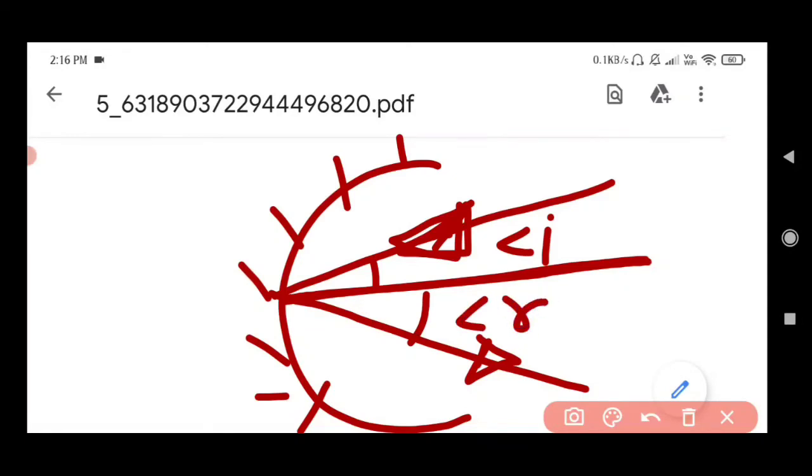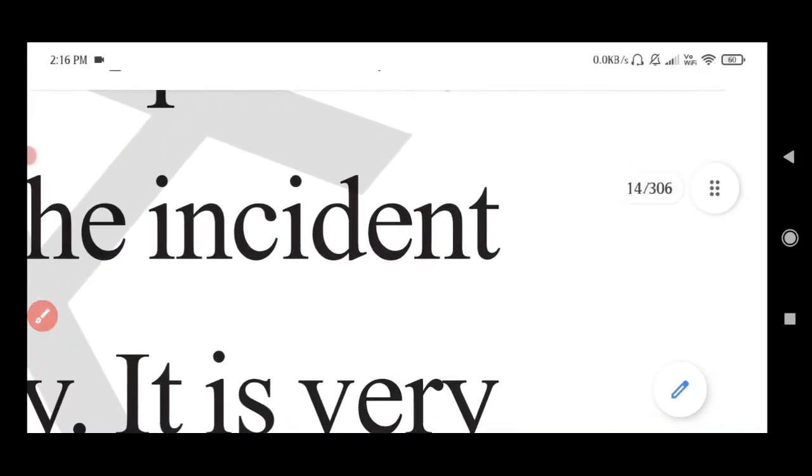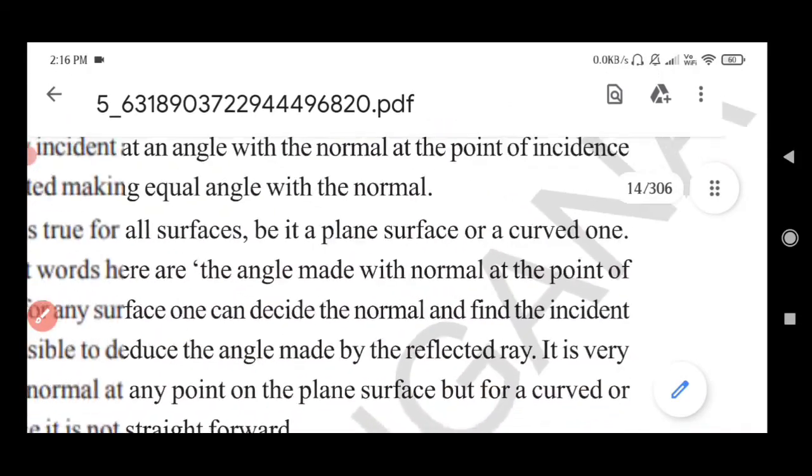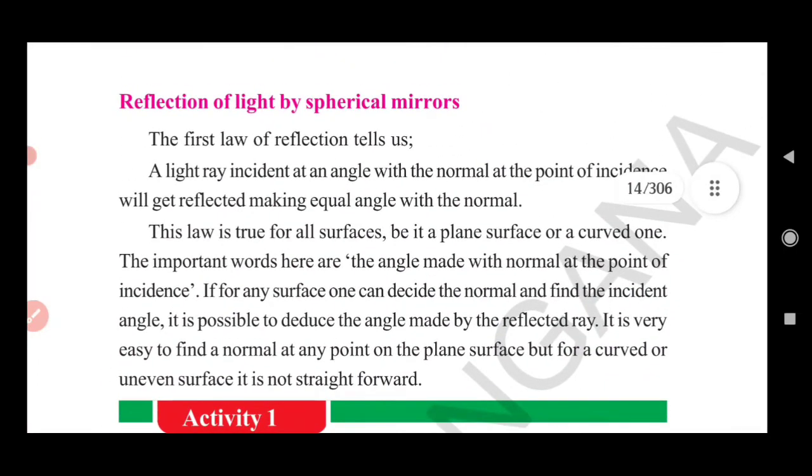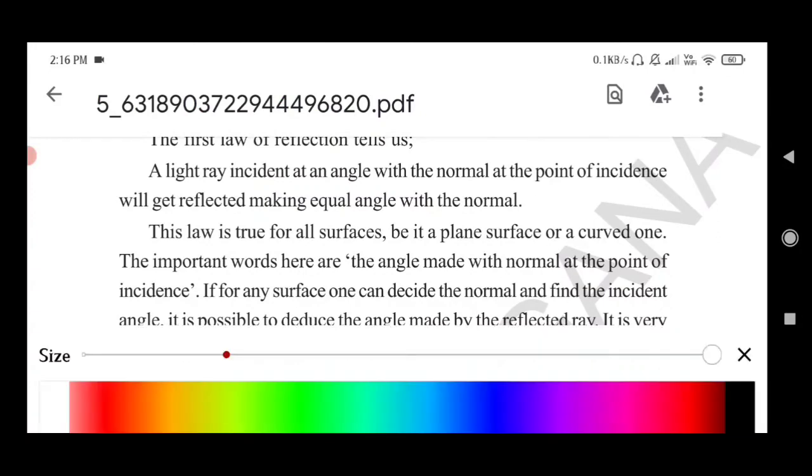Both are also equal, but the problem here is the reflecting surface is now curved, and for a curved surface, knowing about the normal, how to know about the normal, is difficult. So we will demonstrate it with an experiment. Okay, that is activity 1. Here we will demonstrate, and a light ray, let us read further.